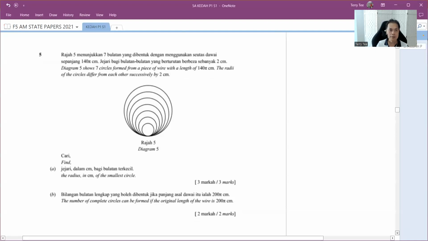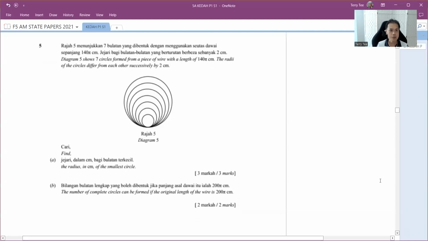Okay, question number 5. This is from chapter 5, progression. Diagram 5 shows 7 circles formed from a piece of wire with the length of 140 pi cm. The radii of the circles differ from each other successively by 2 cm. Now, the problem is we do not know the radius of the small circle. In fact, we're finding the radius of the small circle.